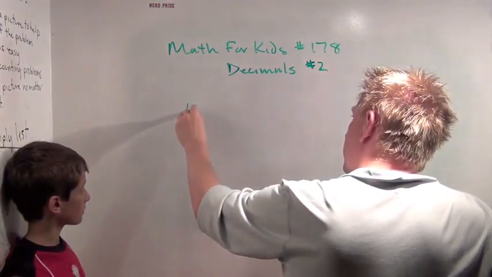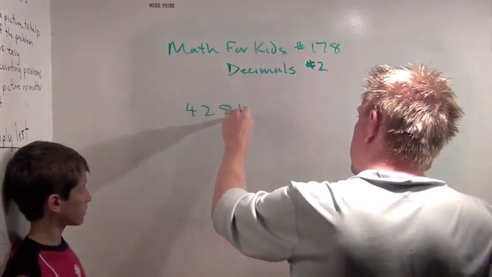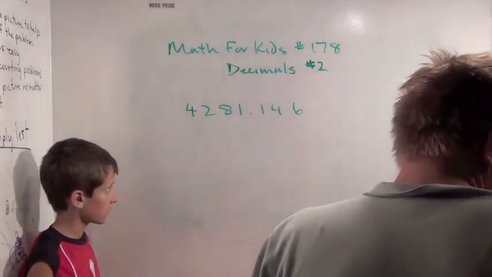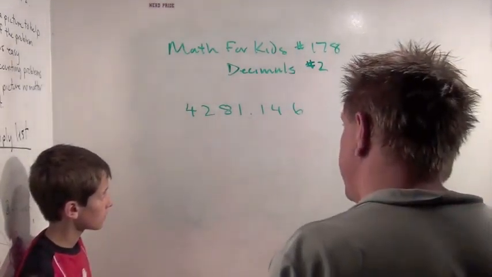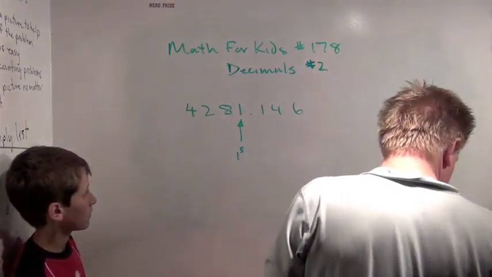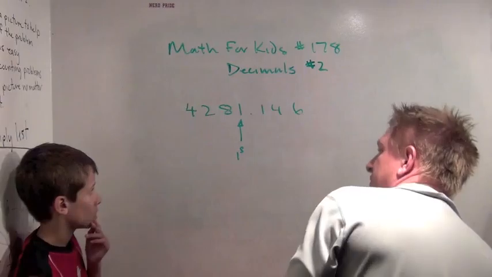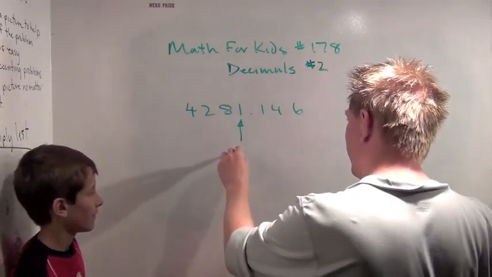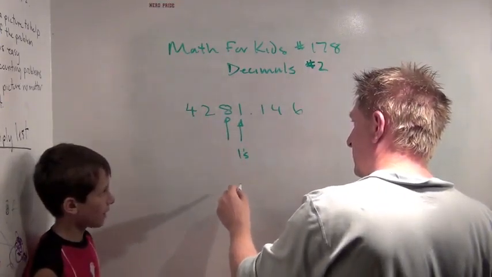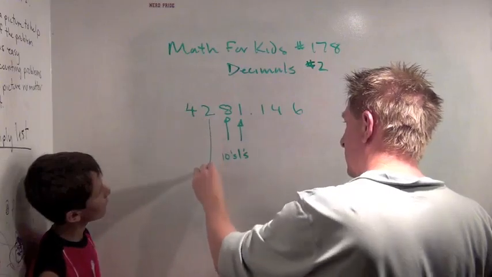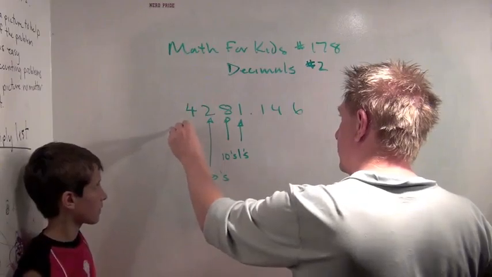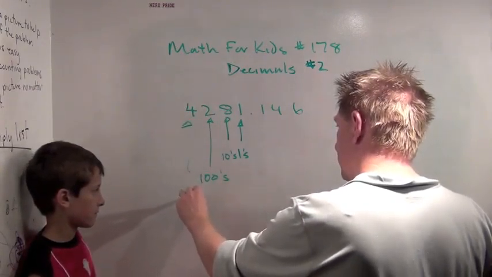Let's do 4,281.146. Okay? So when we just write down a number, this is the ones digit. This is the tens digit. This is the hundreds digit. And this is the thousands digit.